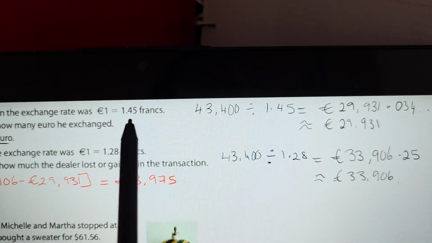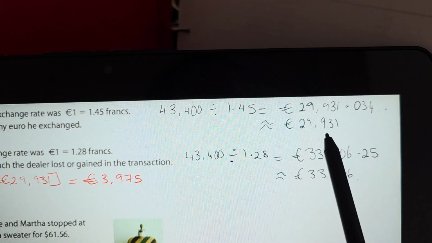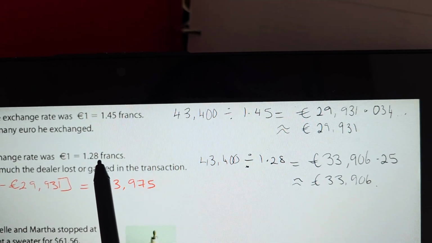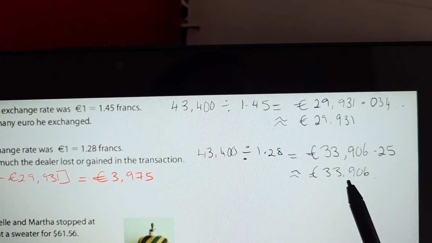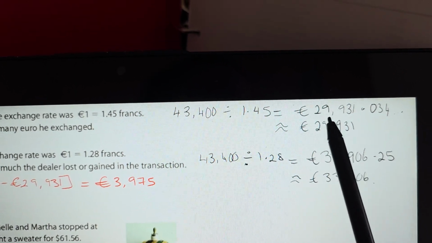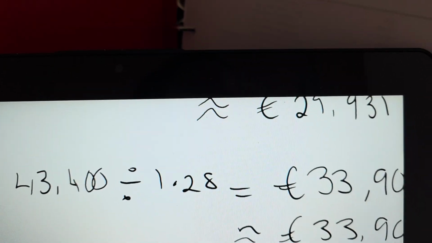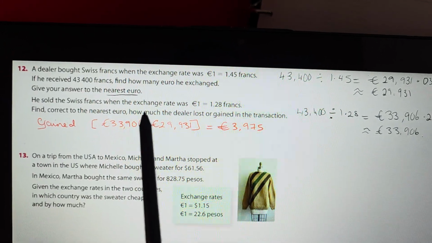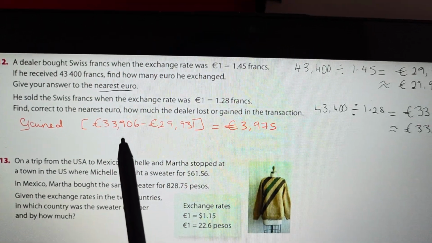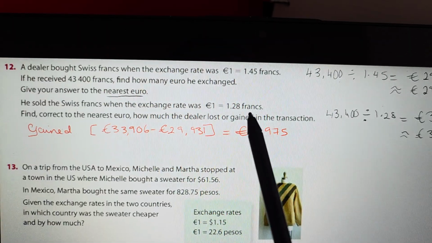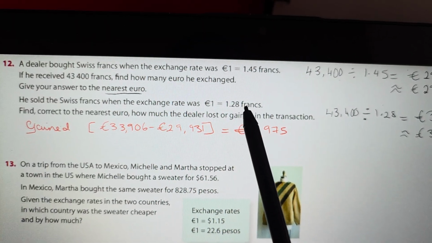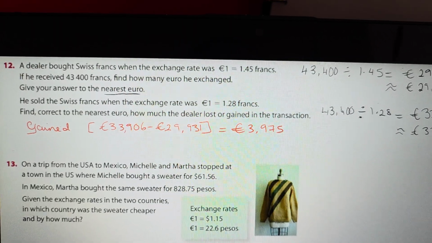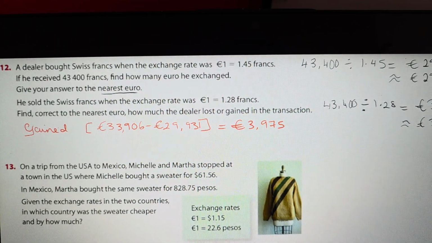If he made the exchange when that was the exchange rate, this is how much he would have taken home. If he waited until the exchange rate had dropped to 1.28 francs to a euro, he ended up bringing home this much in euros. That is significantly higher than what he would have gotten at the other exchange rate. So he made a gain, but how much? Because that's what it asked. Find how much the dealer gained in the transaction. So it's the difference between those two figures. Because he waited until the exchange rate had changed to €1 will buy you 1.28 francs, he made a gain of €3,975 as a result.